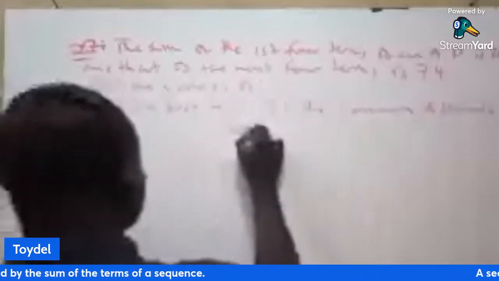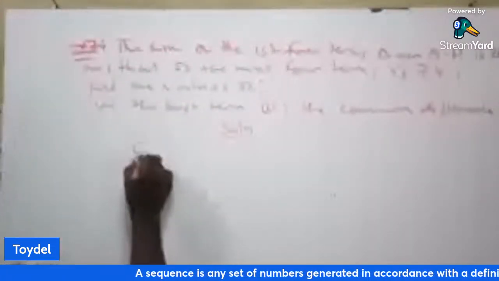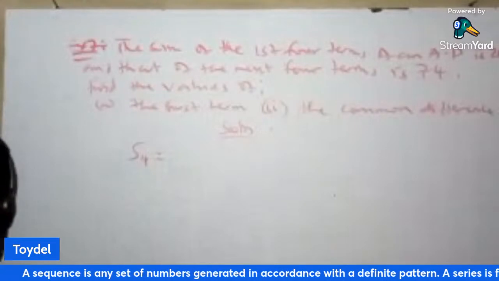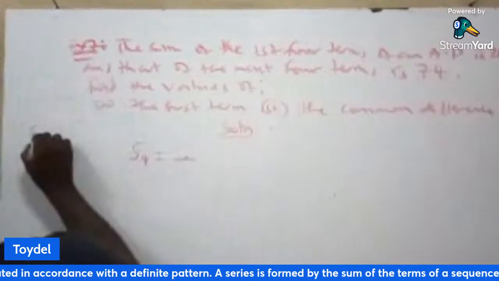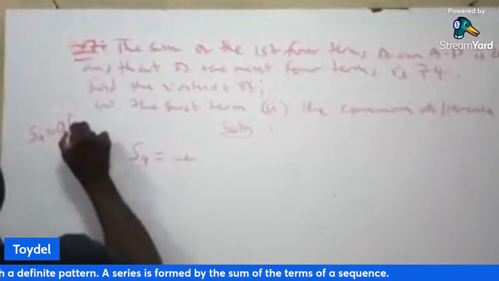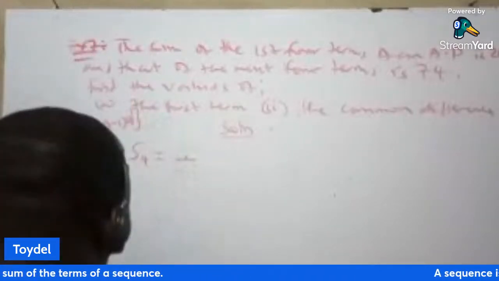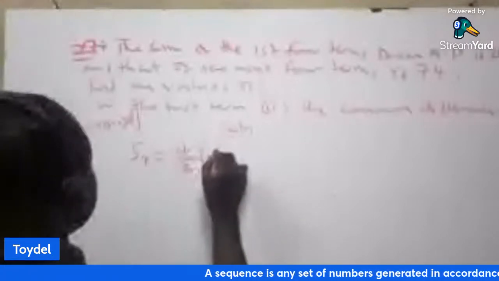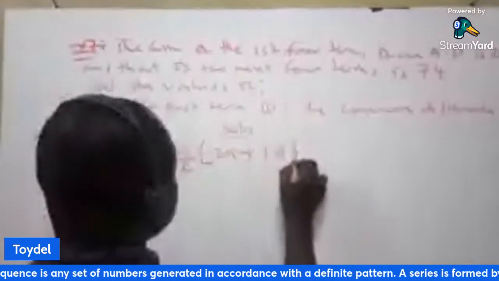So in this case now, we are going to list what we are given. So the question says that the sum of the first four, S4, will be equal to 26. Of course, we know that the sum by formula is Sn equal to n over 2 into bracket 2a plus n minus 1 into bracket d. That is the formula. So when n equals 4, the first 4 will be 4 over 2 into bracket 2a plus 4 minus 1, that's 3d, is equal to 26. That is what we are given.